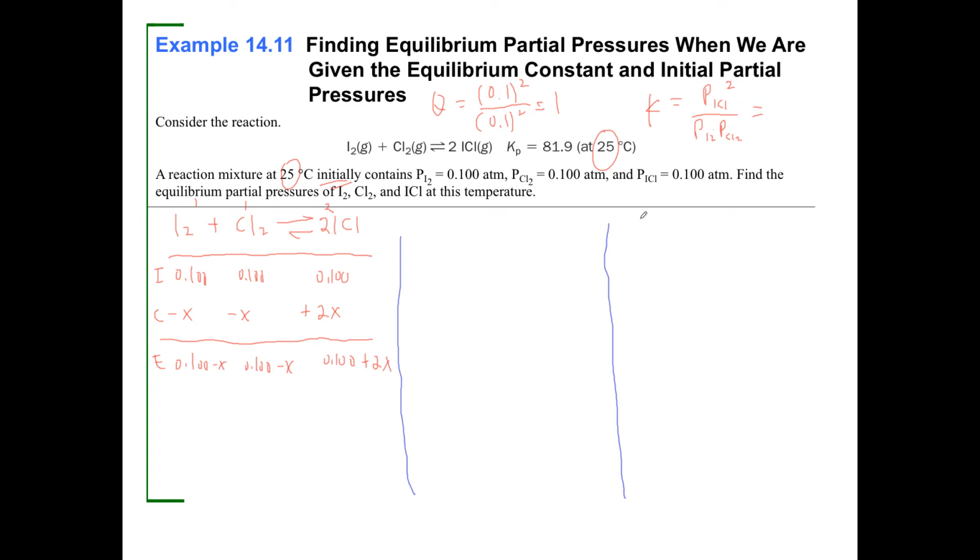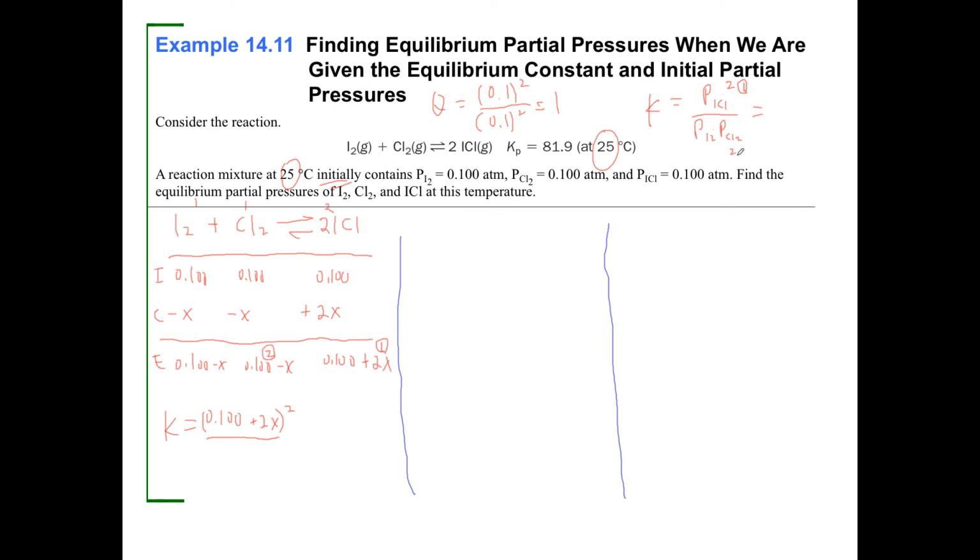These are my partial pressures. You heard me say this, right? We already have that. And so K is going to equal 0.100 plus 2x squared, right? Because that's what this is. I'm going to put a 1 here and a 1 here. You see where that comes from? It's like a little footnote there, okay?